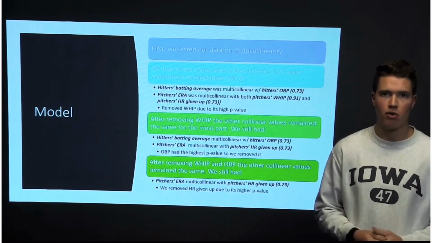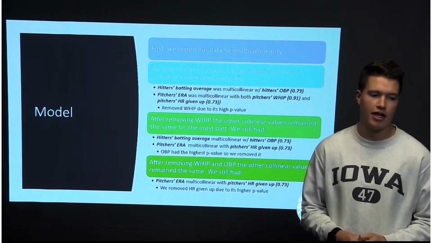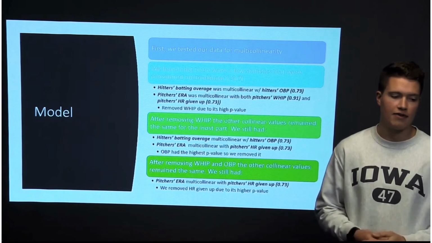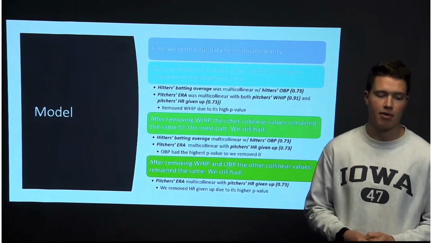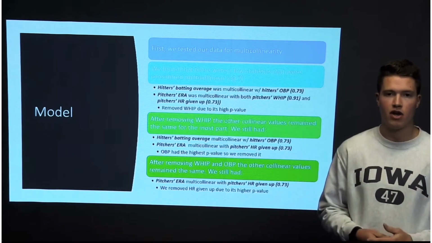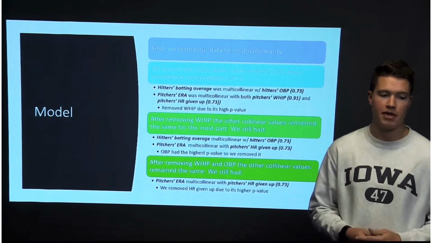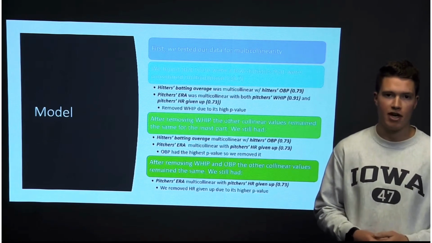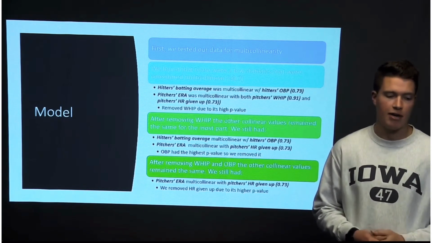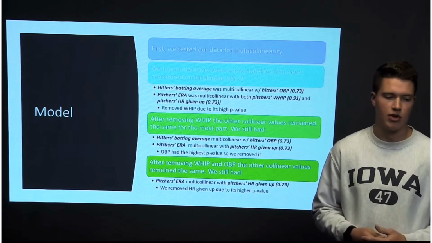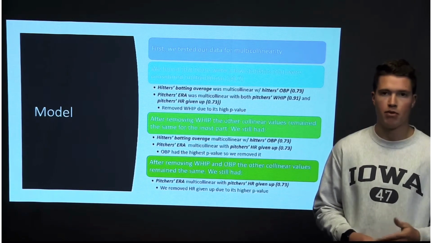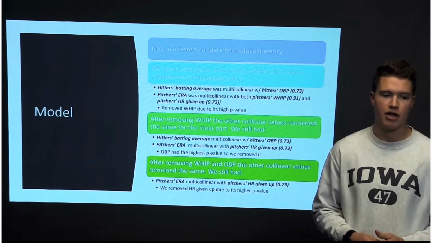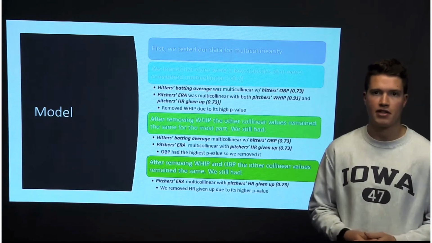And then we did one more check of multicollinearity, and all that was left was ERA and home runs given up that we had to deal with. ERA had a much lower p-value than home runs given up. So home runs given up was the most obvious choice to remove. We removed that from our data, and we were clear in terms of multicollinearity.